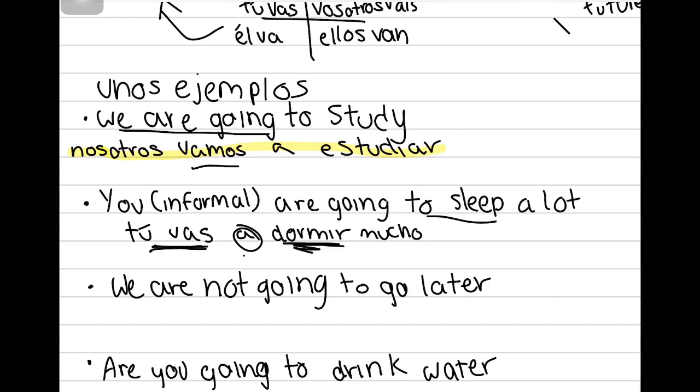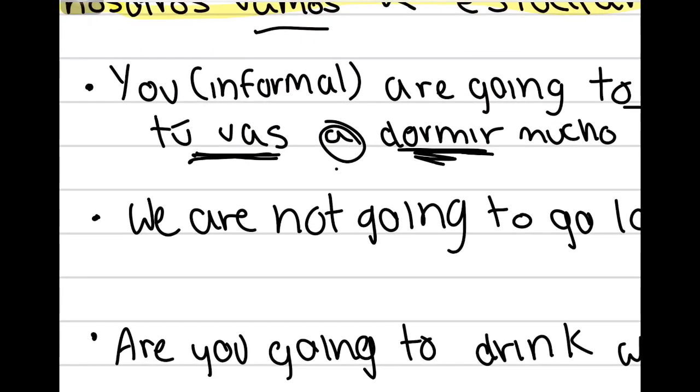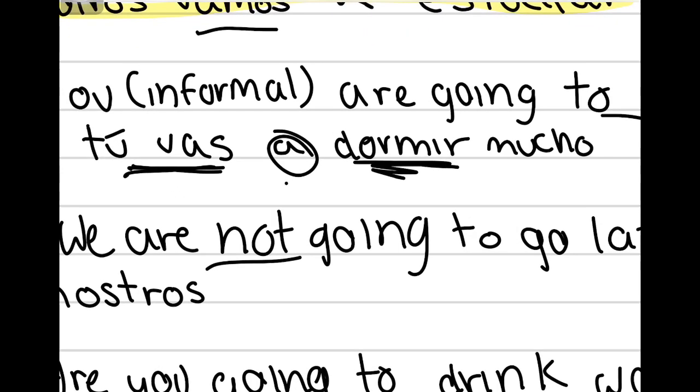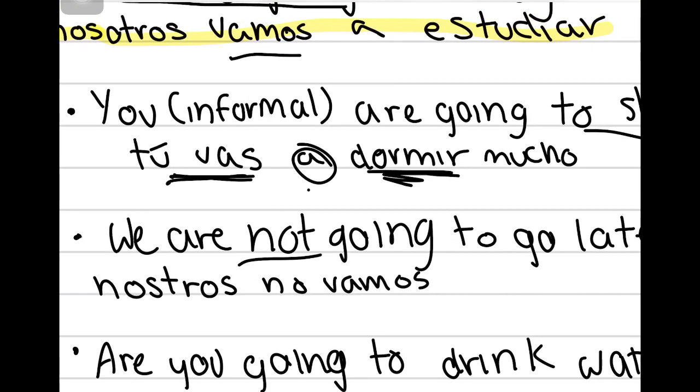So, another one. We are not going to go later. So, like before, nosotros, are not going to go later. Like in normal verbs, when you're saying you're not going to do something, when you have the not, it negates the verb. So, you place the no before the vas, or the ir verb. So nosotros no, we are going is vamos. Nosotros no vamos. Right? Get it?